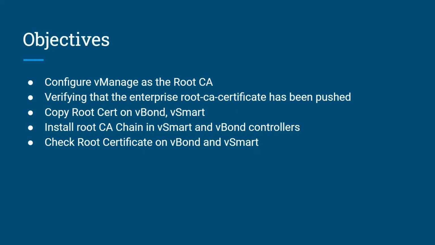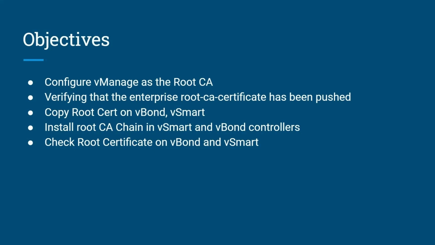So today's objectives, we're going to be configuring vManage as a root CA. We're going to be verifying that the enterprise root CA has been pushed. We're going to copy the root cert onto vBond and vSmart. Then we're going to install the root chain into vSmart and vBond controllers. And after that, we're going to check the root certificate on vBond and vSmart.